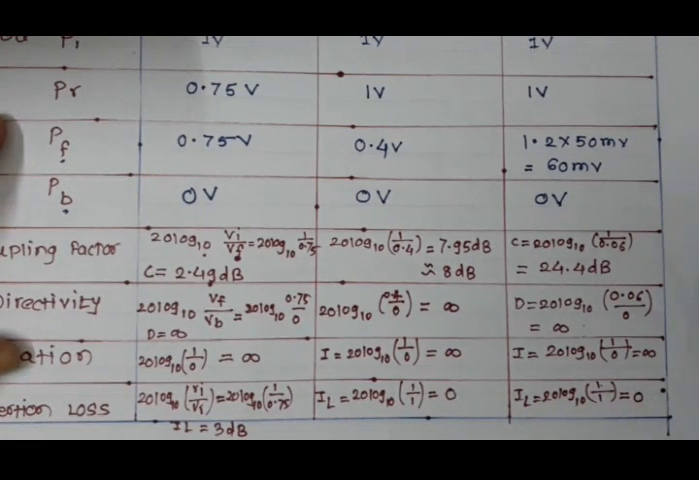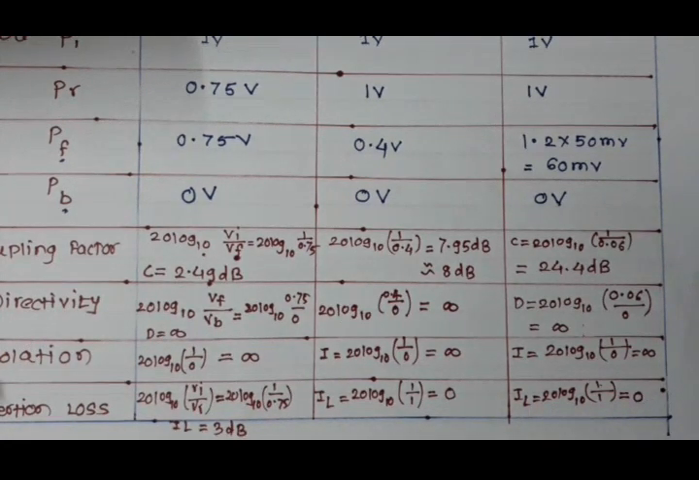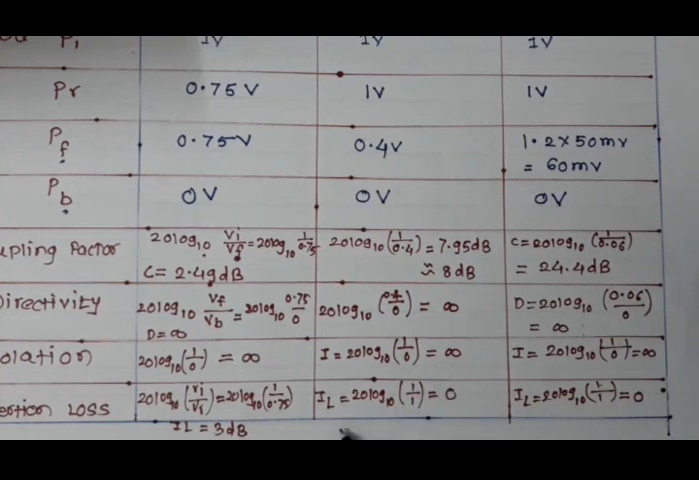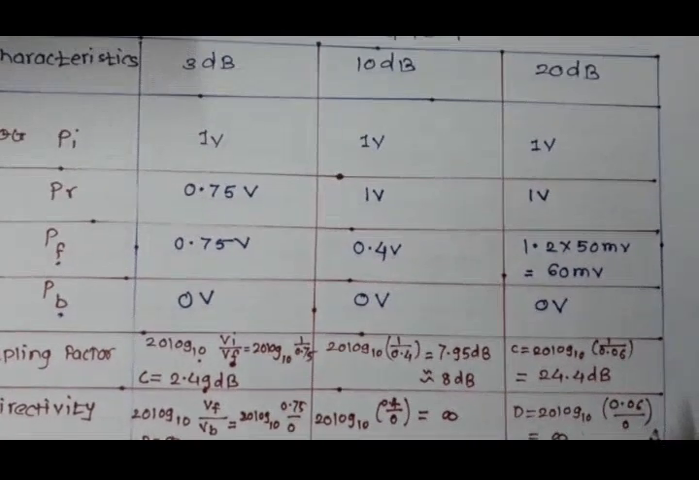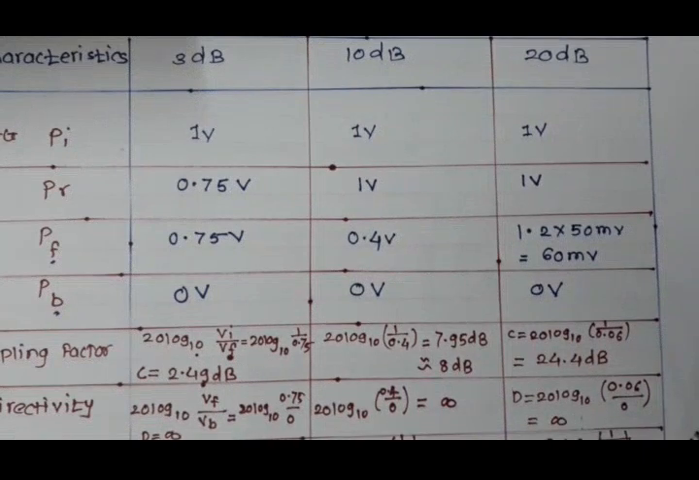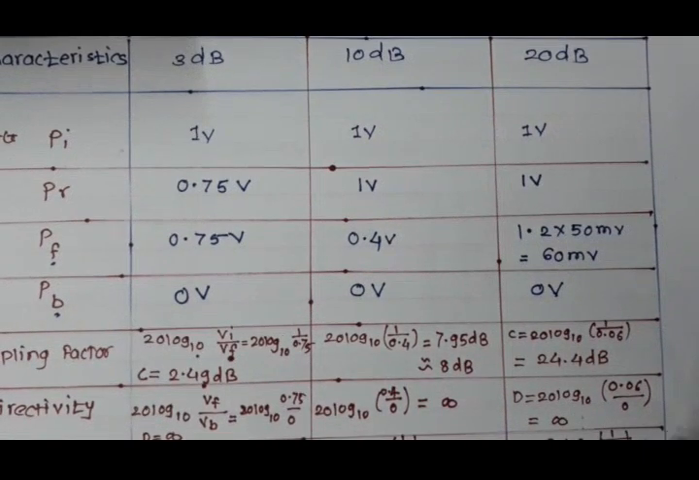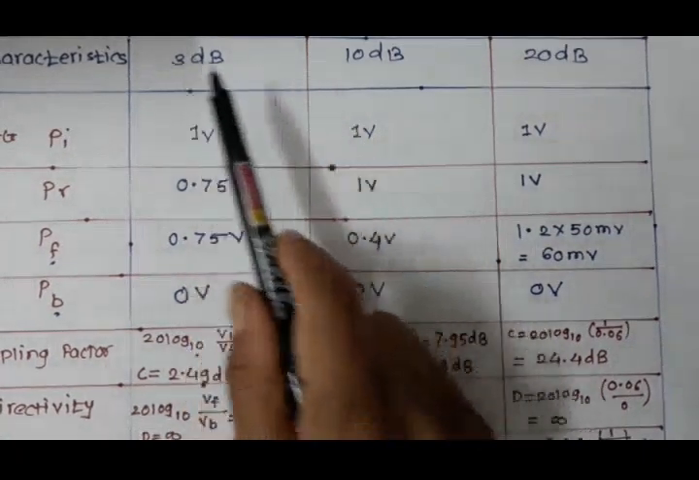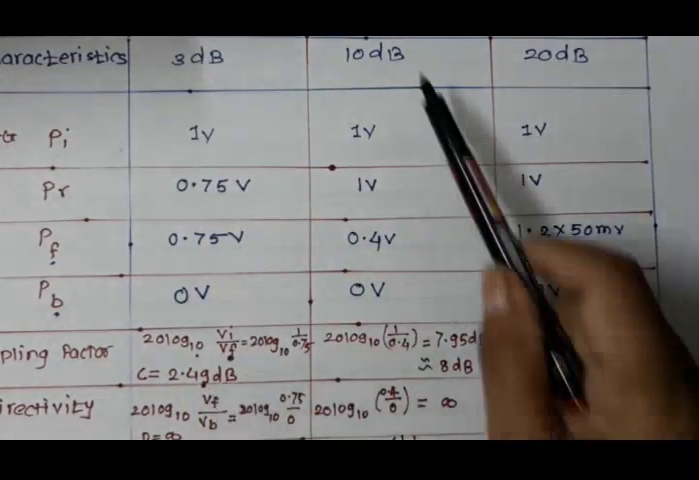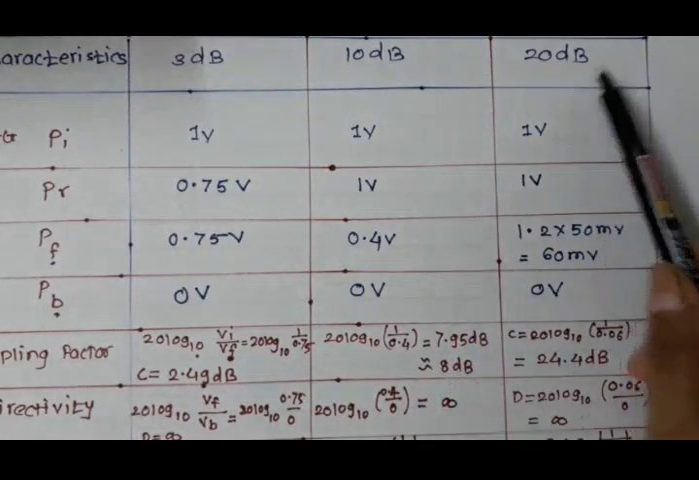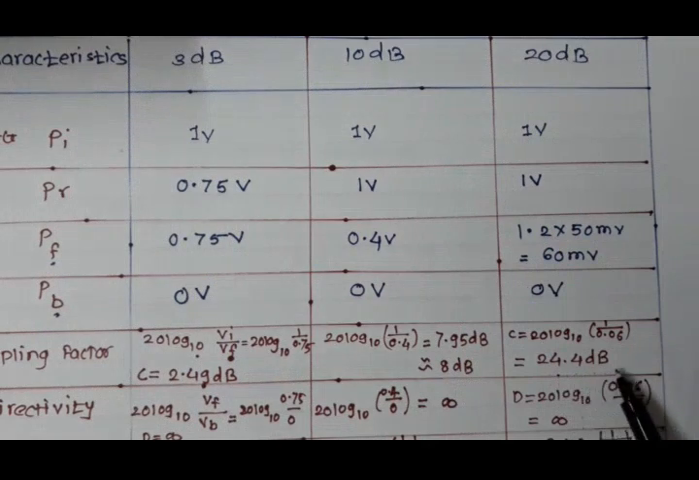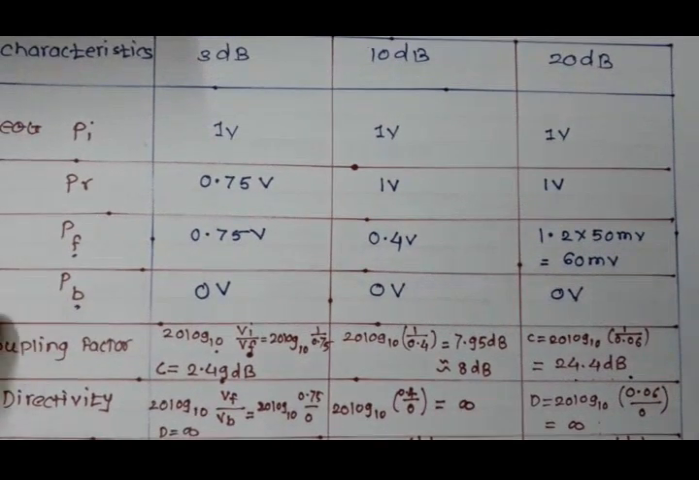So here we have seen the coupling factor, directivity, isolation and insertion loss for the 3 dB directional coupler, 10 dB directional coupler and 20 dB directional coupler. This value shows the coupling factor. For 3 dB we are getting 2.49, for 10 dB we are getting 8 dB, for 20 dB we are getting 24.4 dB. So the characteristics or the parameters get matched.